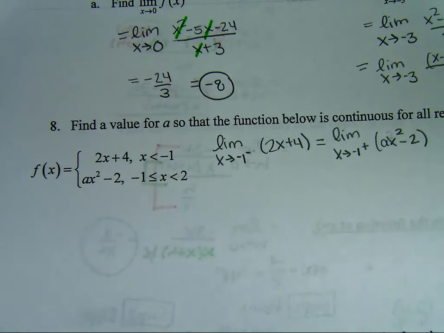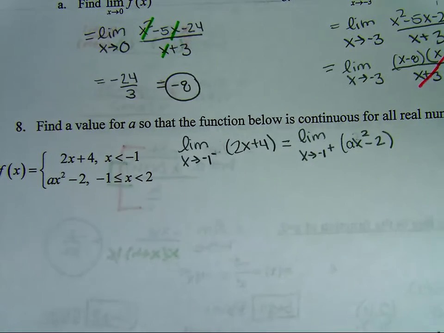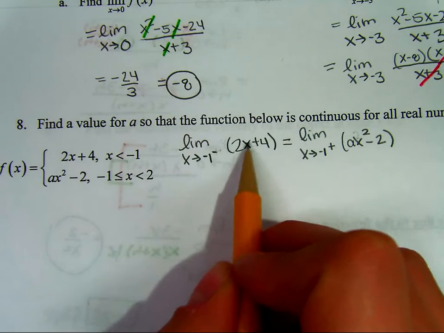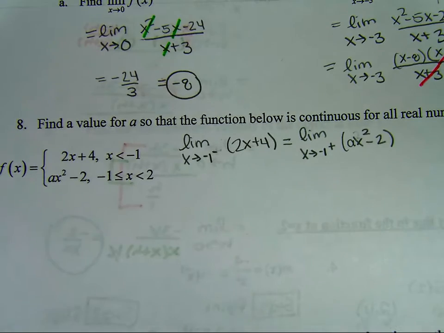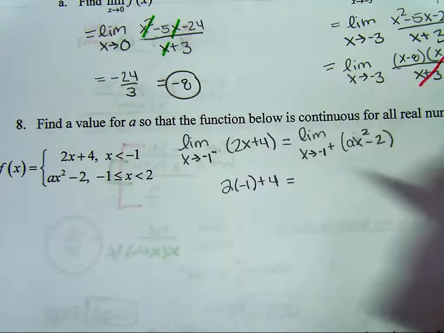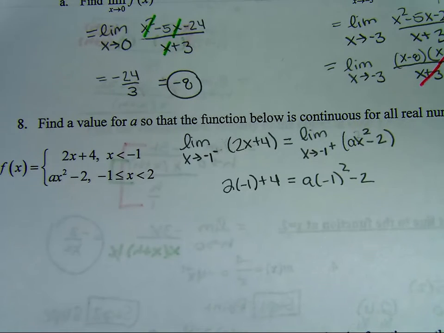All right, so we said once you set it up, you have to show this limit notation to get points, but then you could plug in -1 for the x's. Make sure you only plug it in for the x's. So it's going to be 2 times -1 plus 4 equals a times -1 squared minus 2. And we can work on simplifying this and solving for a.